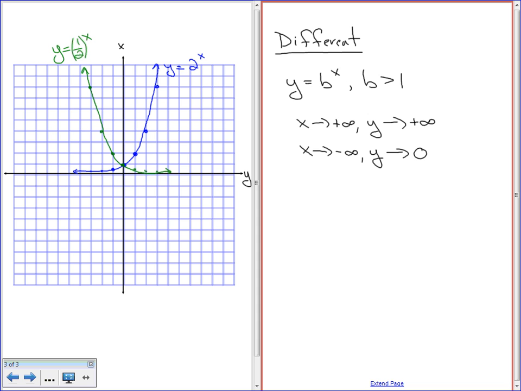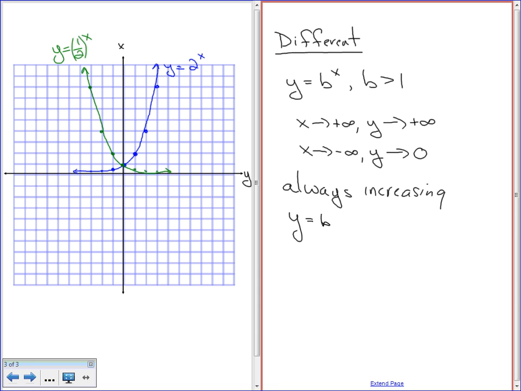And then what else can I say about the blue one that's different than the green one is that the blue one is always increasing, right? Because increasing means going up to the right, and the blue one's always going up to the right. So the blue graph is always increasing. And this is true for any single exponential function where the base is bigger than 1. So I know I just graphed where the base is 2, but it works for any single one where the base is bigger than 1.